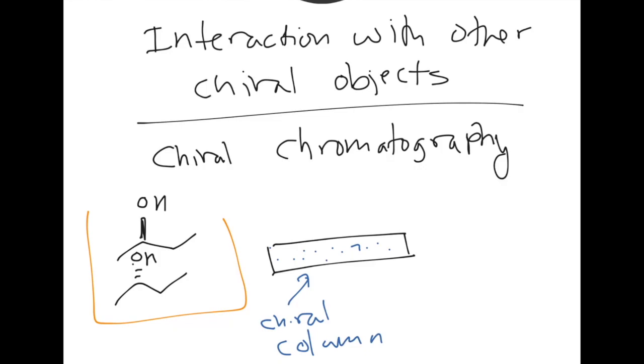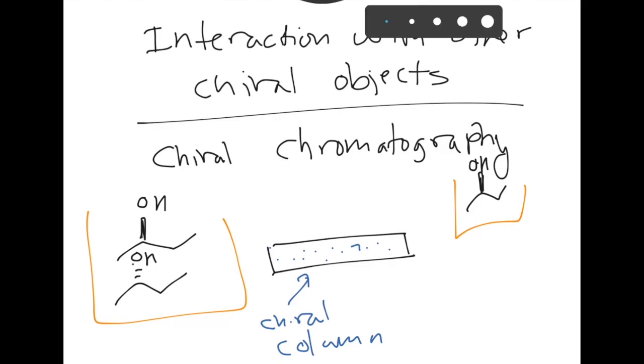And so what happens is, as your molecule goes through the chiral column, one of your enantiomers will interact more strongly with the chiral molecules in the column than the other, and it'll slow it down, right? And so then one will come through the column more quickly, and the other one will come through more slowly, and you can separate them that way. Right, so then you end up with a flask with your one enantiomer and a flask with your other.